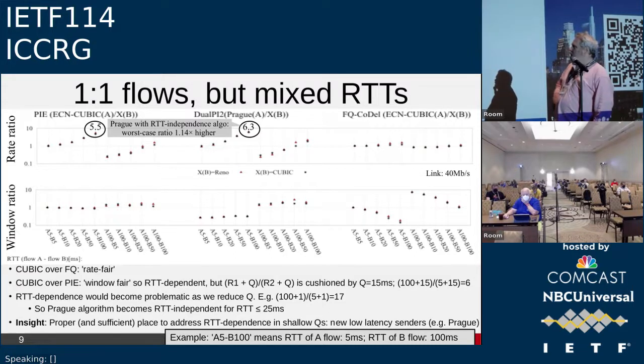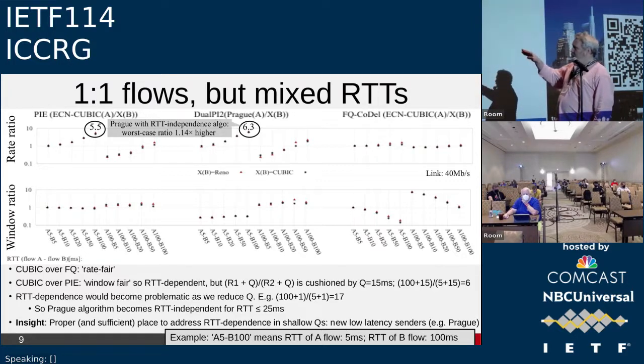The single Q variance on the left, PI, you'll see the rate varies with round trip time across that sweep of round trip times, but the window stays pretty much close to 1 because they're window fair. Whereas on the right, you can see the window is pushed into being different because the rate is equal.